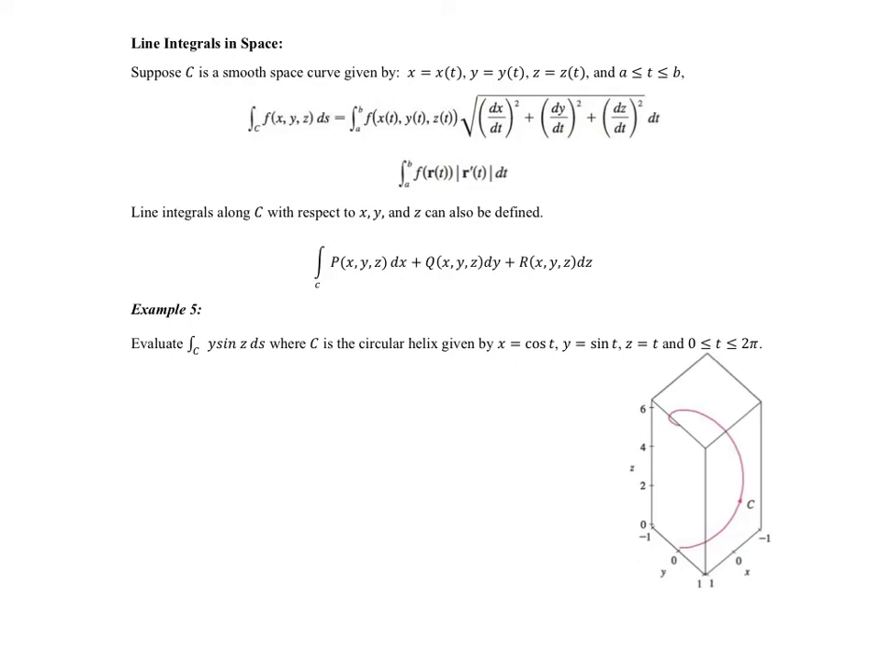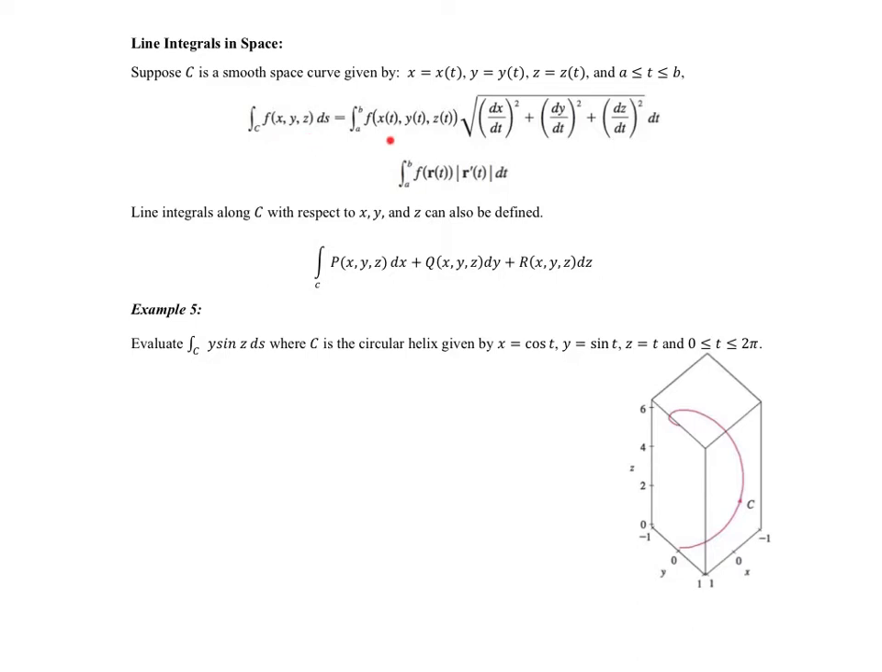This is section 13.2 and this is example 5. Now what we're going to do is add a third variable to our integral, so we're going to do x, y, and z. And what you're going to notice is that the formula that we used with just x and y is really similar to this one.